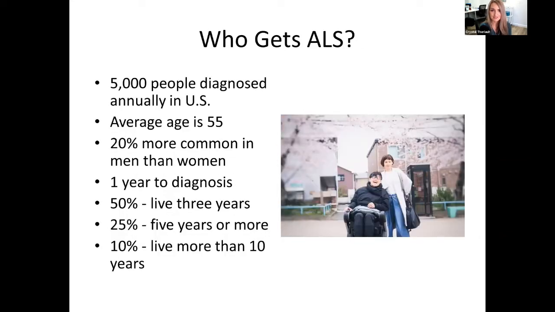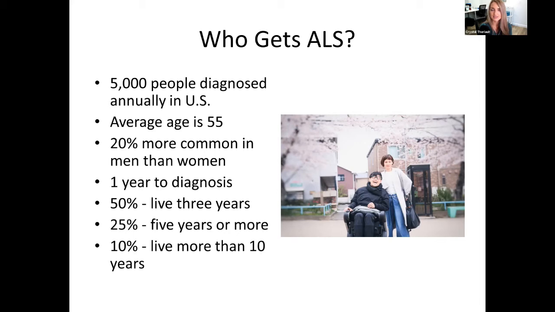5,000 people are diagnosed annually in the US, and so that's just each year, but then many more are living with it. Average age of diagnosis is 55, 20% more common in men than women. So men tend to get it more than women do, but we're not sure why. And oftentimes it can be difficult to diagnose. It can be confused with other diseases like MS, and it can take a while to get to diagnosis.